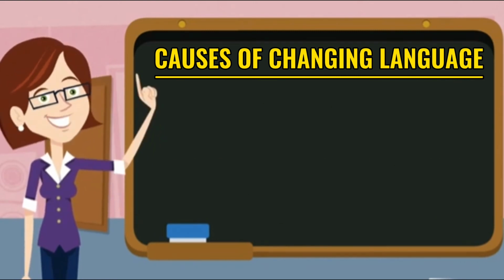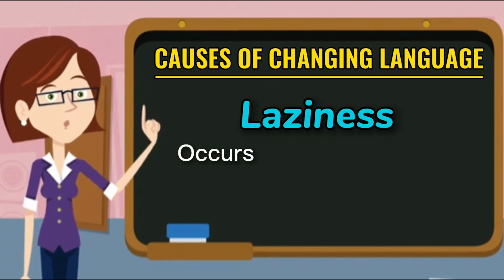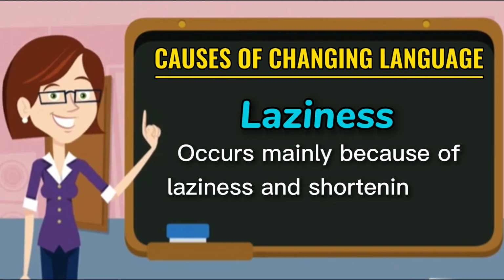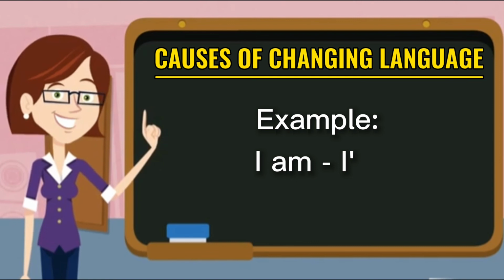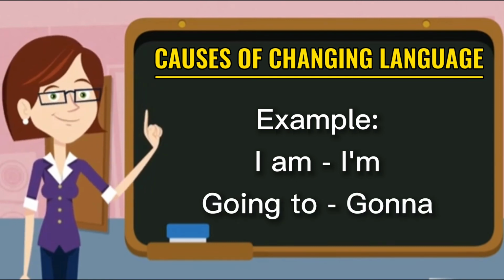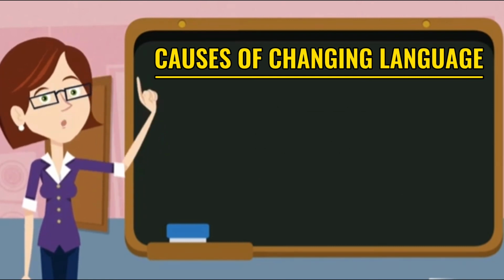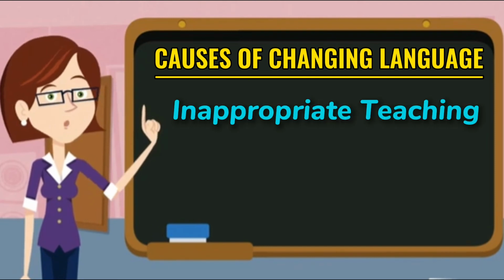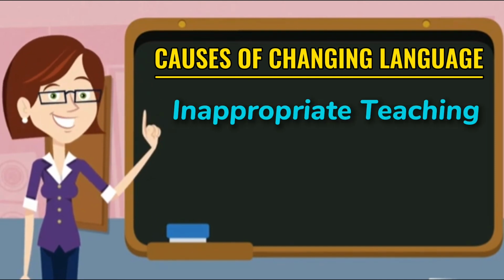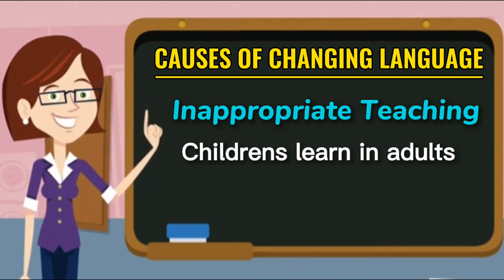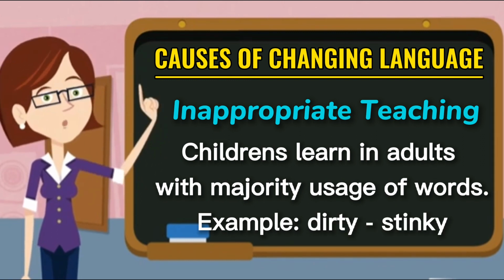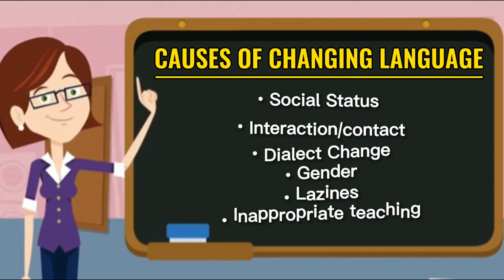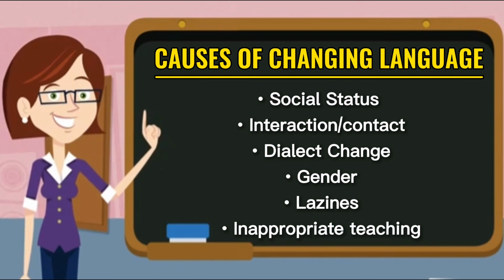Another one is laziness. It occurs mainly because of laziness, through shortening and combining words. Example, I am, I'm, going to, gonna. And the last cause of changing language is inappropriate teaching. Children learn from adults with majority usage of words. Example, dirty, stinky. So these are the causes of changing language.